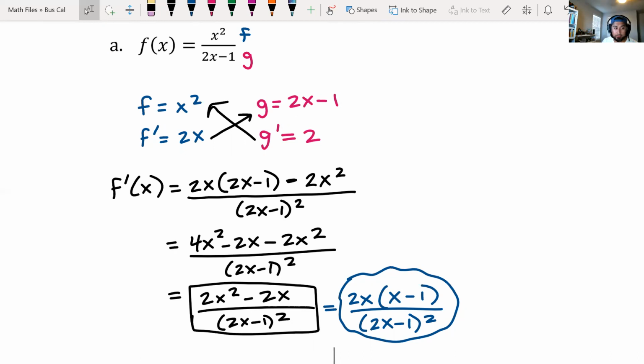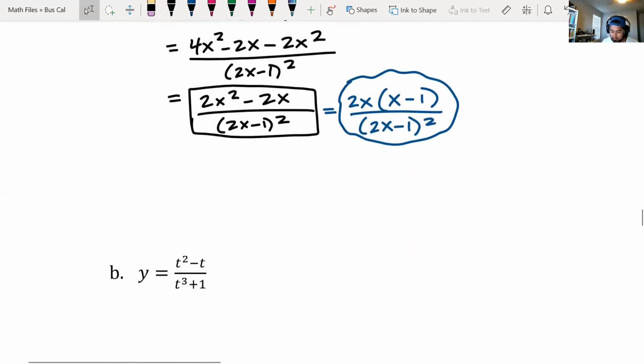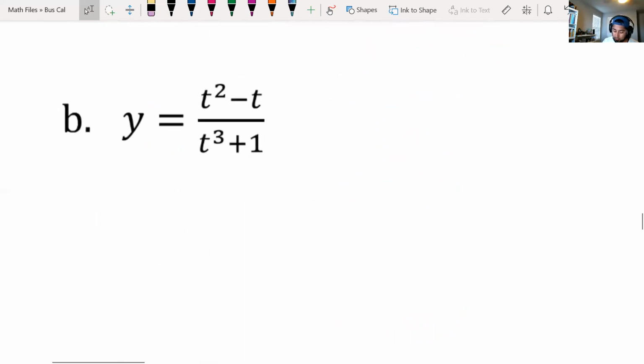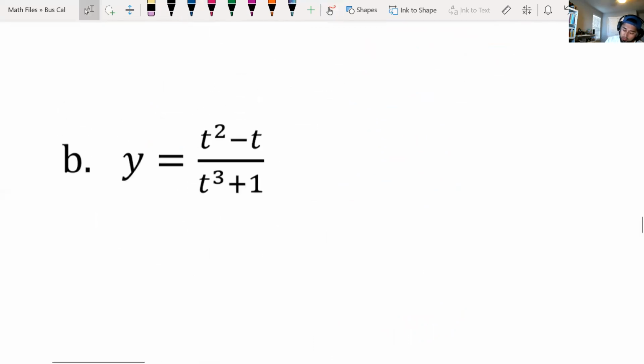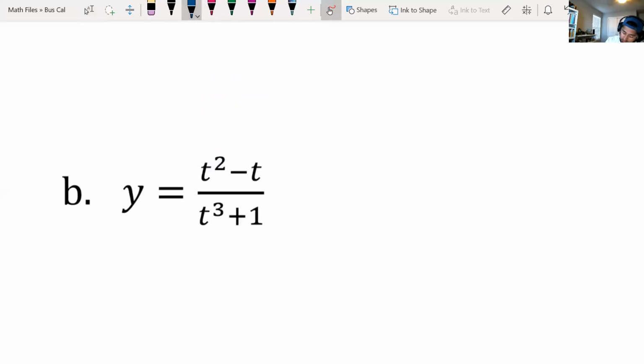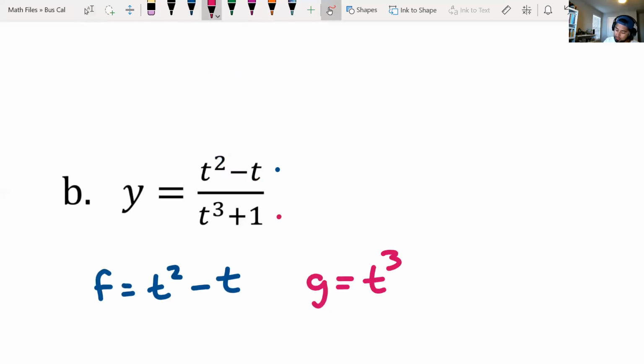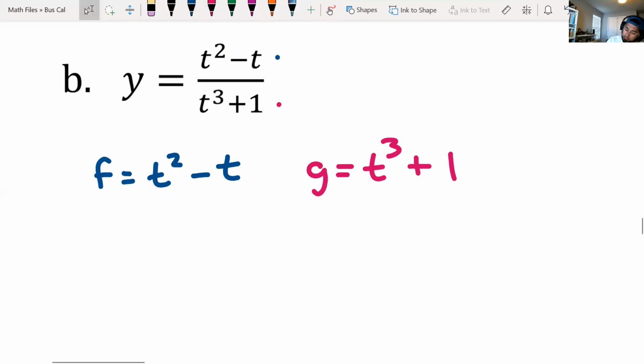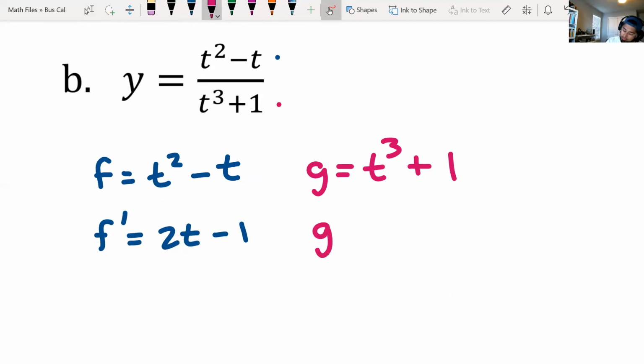All right, let's keep going then. Same thing. Numerator will be f. I'm just going to put a dot. That'll be f. Here's g. So f is t squared minus t, and g is t cubed plus 1. Take the derivatives. You get 2t minus 1, 3t squared.